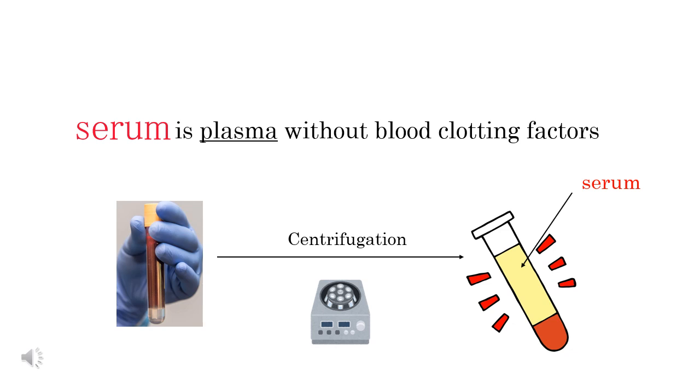Serum is plasma from which blood coagulation factors such as fibrinogen have been removed. Serum can be obtained in the upper layer by centrifuging the blood after collecting it and waiting for it to coagulate.